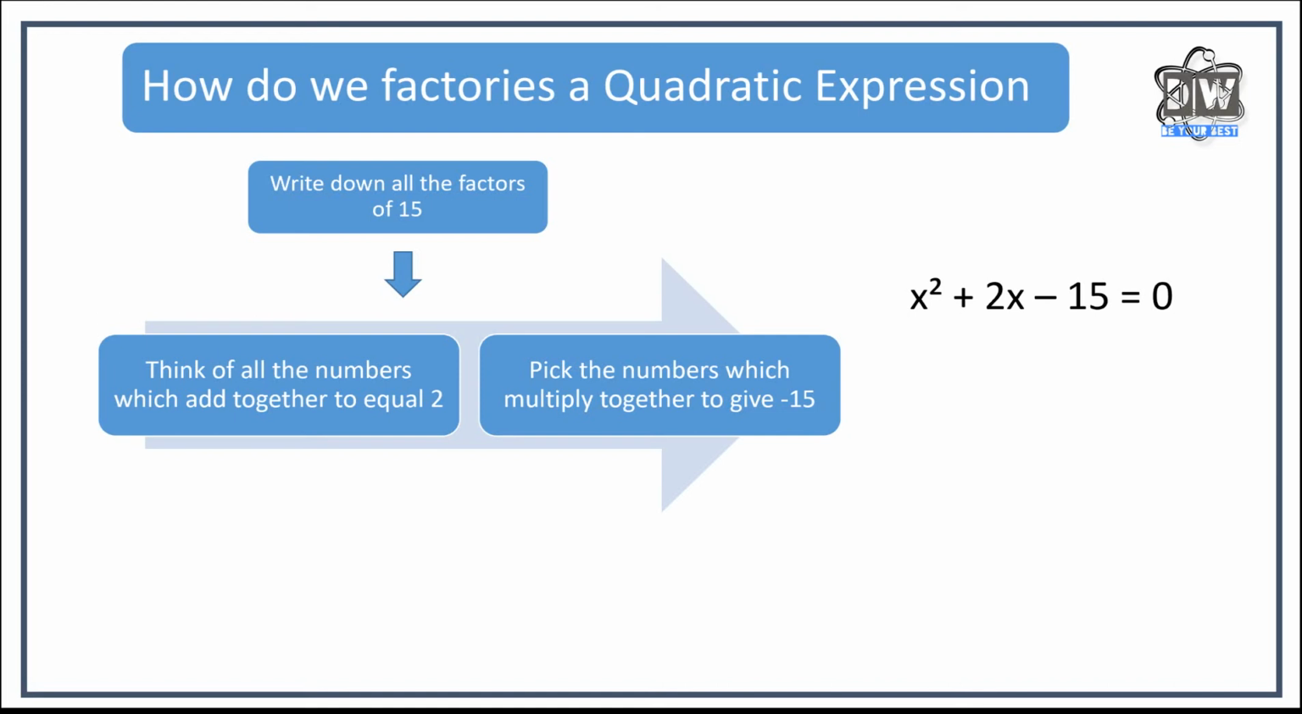Okay, so let's write down all the factors of 15. We've got 1 and 15 and 3 and 5. Which two numbers can we get together? It's definitely going to be the 3 and the 5. We need to make one of those a negative and one of those a positive.